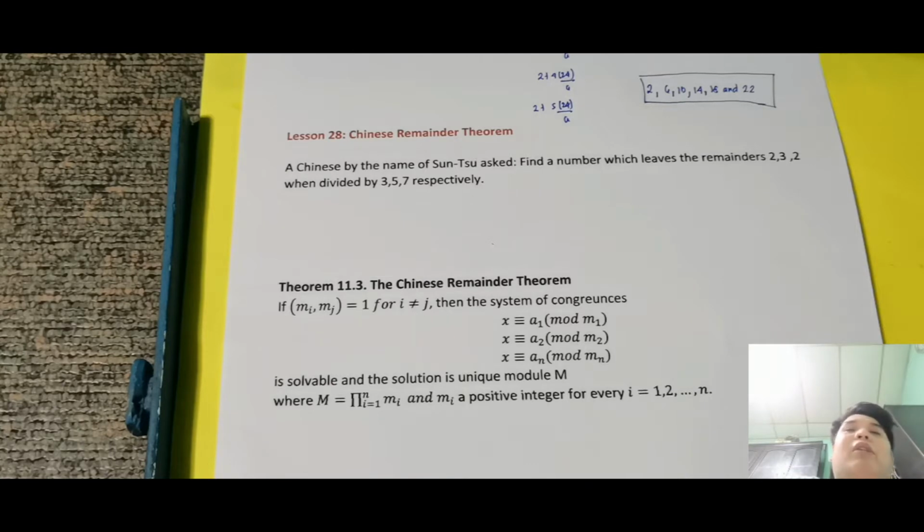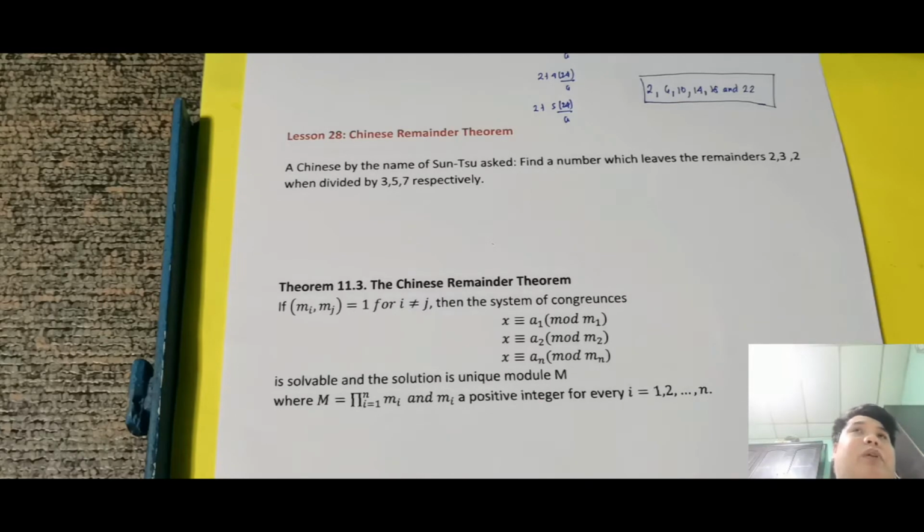Dati kasi may isang Chinese mathematician by the name of Sun Zhu, as in, na nagtanong: can you find a number which leaves the remainder 2, 3, and 2 when divided by 3, 5, 7?